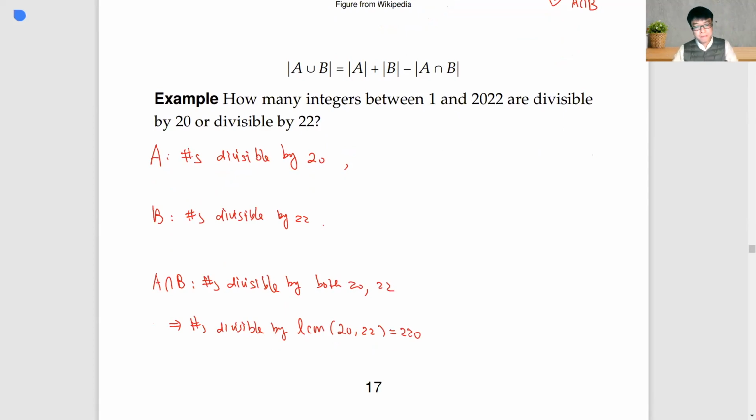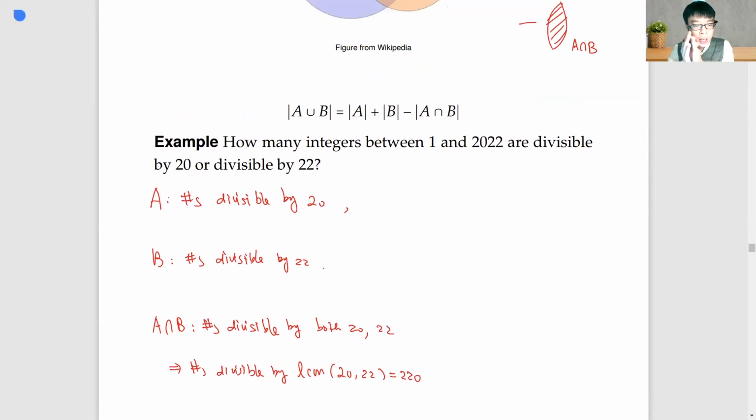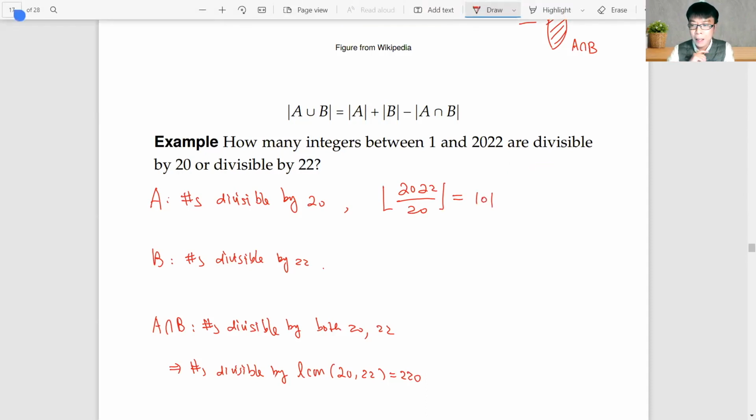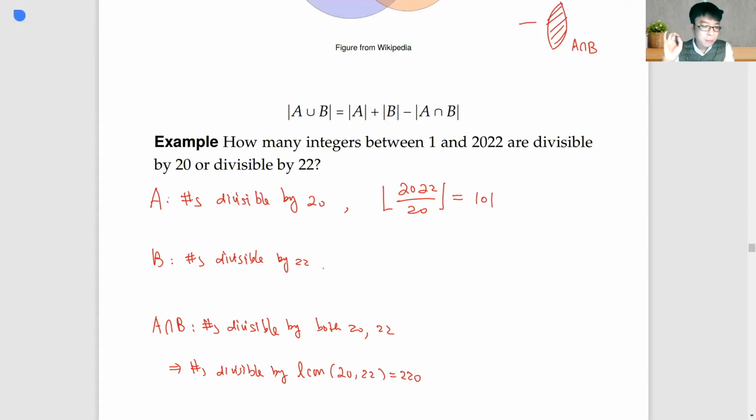Now let's do the computation. First, let's count how many numbers are in A. Numbers divisible by 20. From 1 to 2022, we basically do 2022 divided by 20, right? What's the largest multiple of 20 here? But this is not an integer. So we take the integer part. Here we have a notation called the floor function. We take the integer part. And this number, if you calculate, is a little bit larger than 101, but smaller than 102. So it's 101 point something. And so we take the integer part. Here it is 101. Okay. That's the number of numbers in A.